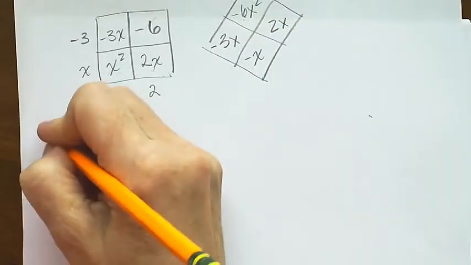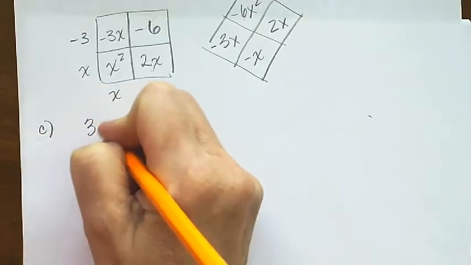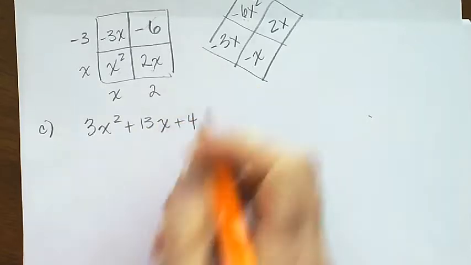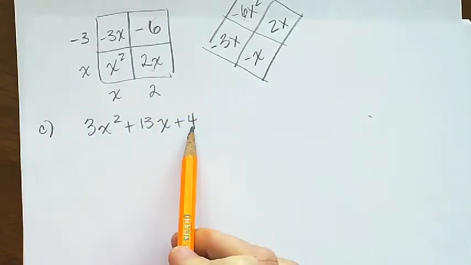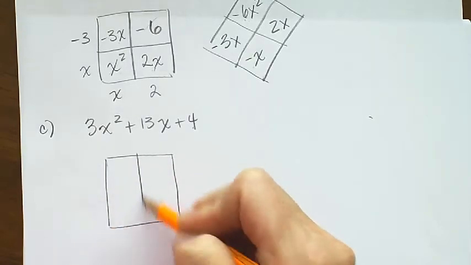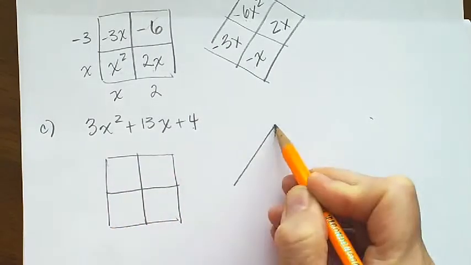Okay, part C is 3x squared plus 13x plus 4. Still no common factors. So let's just do our area diamond.